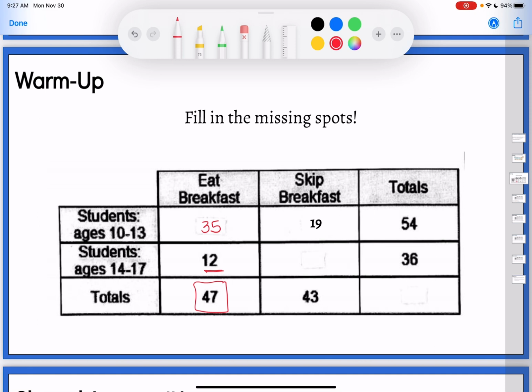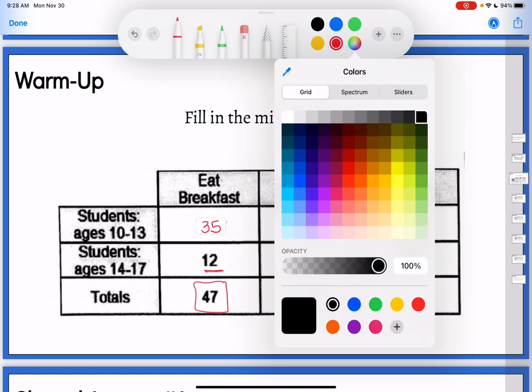Maybe you went across and said, okay, well, there's 54 total students ages 10 to 13. So that would mean what number plus 19 gives you 54? Again, 35 plus 19 gives you 54. So you could do either one of those to get 35 in that top left box for our number of students 10 to 13 who eat breakfast.